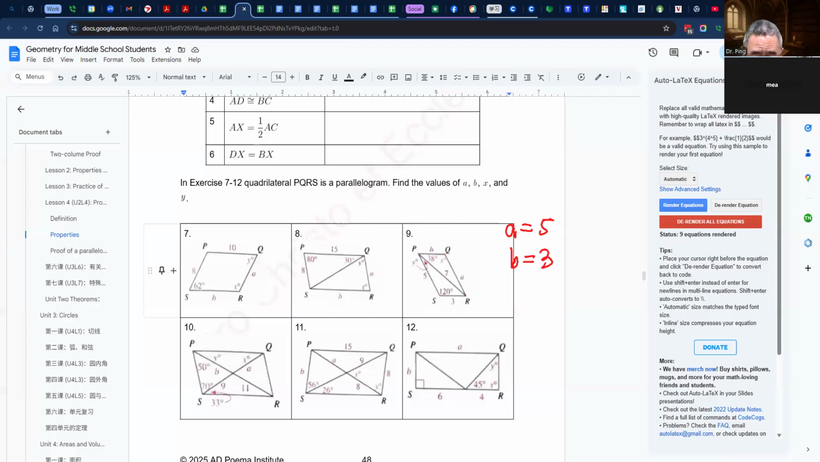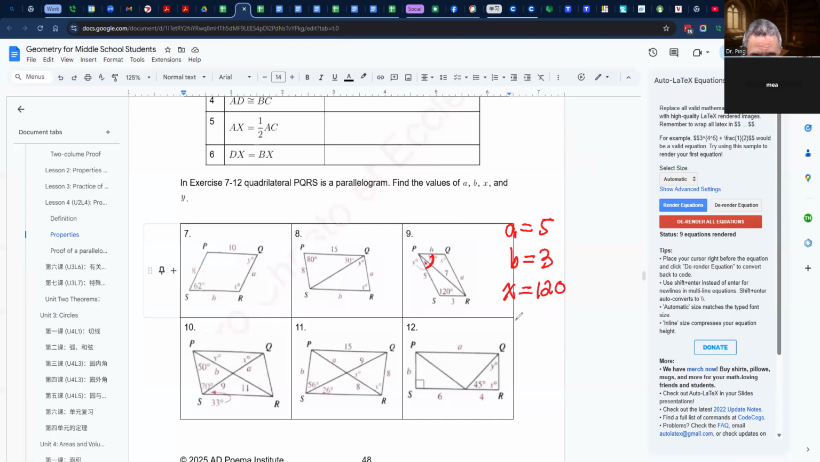Now, X actually is here. X is corresponding to this angle. So that's how it's corresponding. So X is 120. Now, the Y, just like we did X early on, we know that this whole thing here at 120 should be 180.